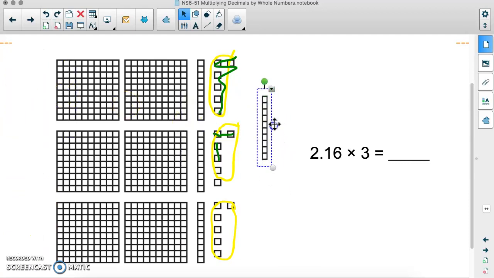So there's my tenth that I'm replacing that with. Okay. Now, how many hundredths do I have left? Well, I have 6, 7, 8. So I have 8 hundredths remaining.